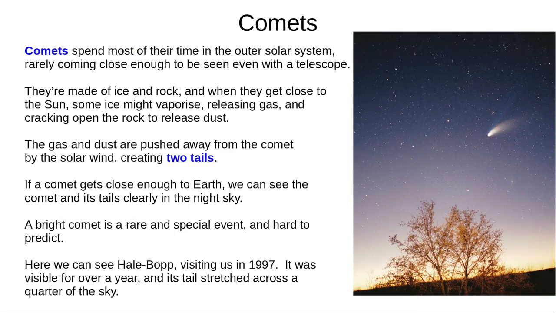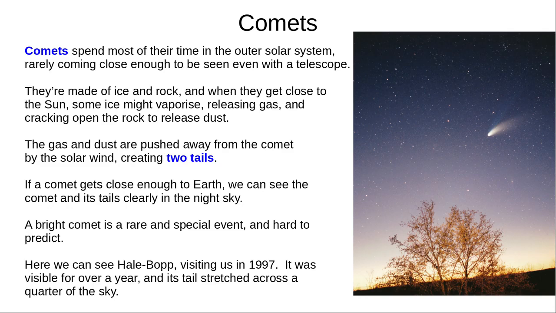Comets are a rare and special sighting. They spend most of their time in the outer solar system, rarely coming close enough to be seen. Comets are mostly ice and rock. When they visit the inner solar system, the ice is heated by the sun, and some might vaporize.